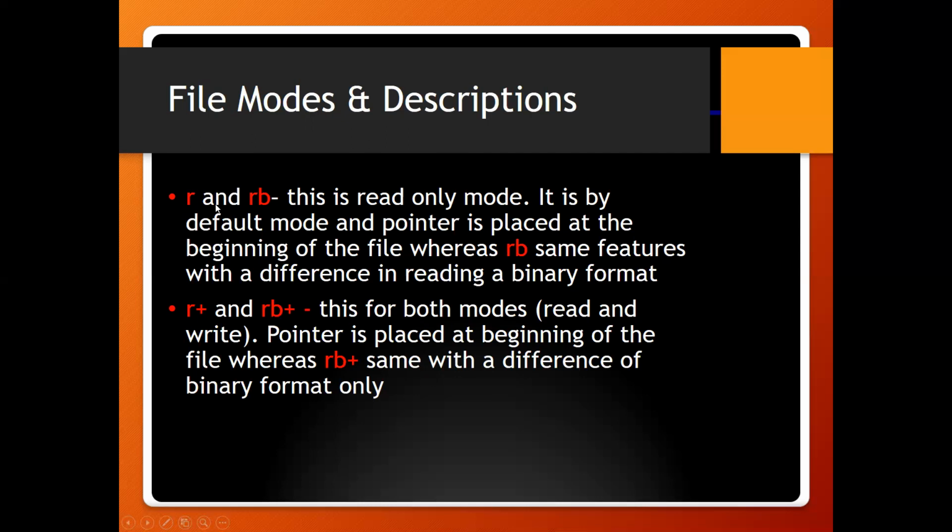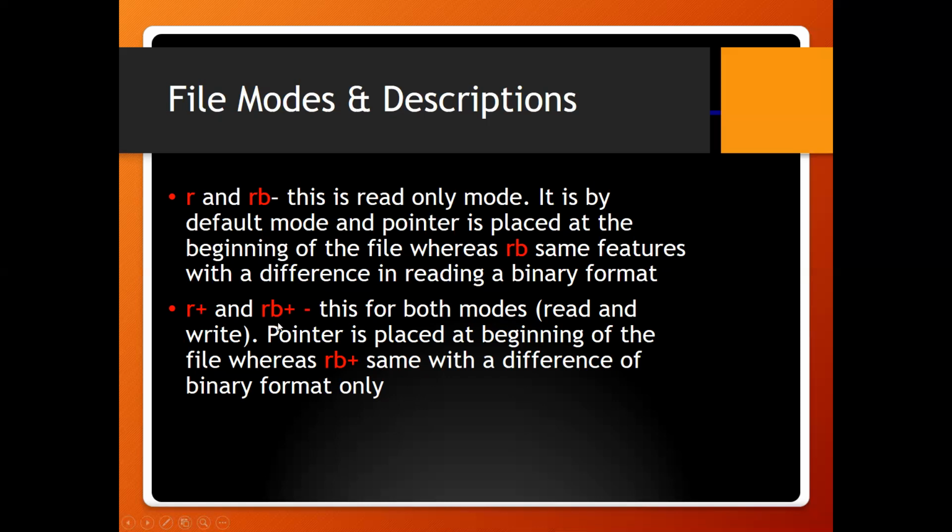It means that if you keep R as a file mode, you can only read the data. It means that particular file must already be created and be there, then you can read it. While B is to read the file in a binary format. And guys, you are well familiar with the binary format, that it is the language of the machine, 0 and 1.